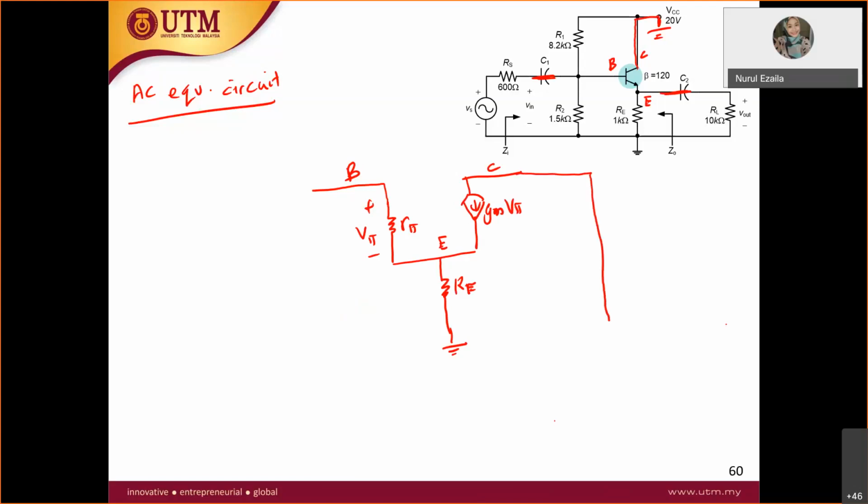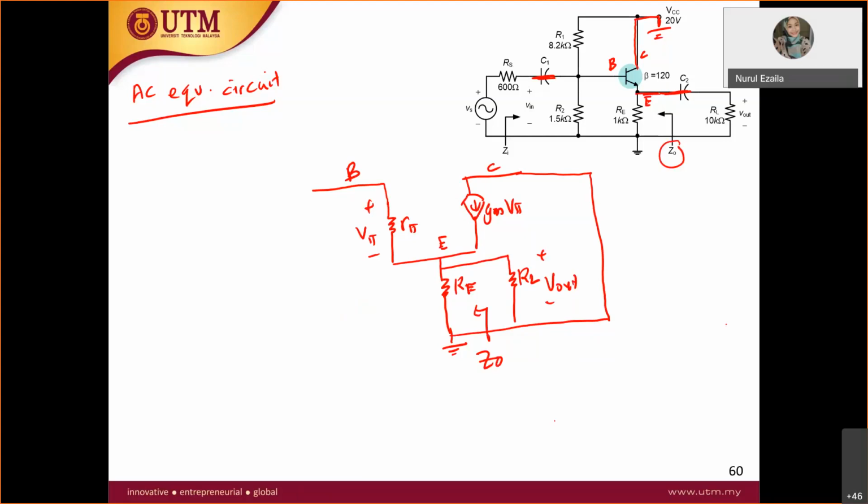I want to draw it in the same node because it is straight to the ground. Then at the emitter, you have the capacitor shorted and going to RL. Now your output is at the emitter, so this is your RL and this is your V out. Look carefully, the Z out is before RL, therefore this is your Z out.